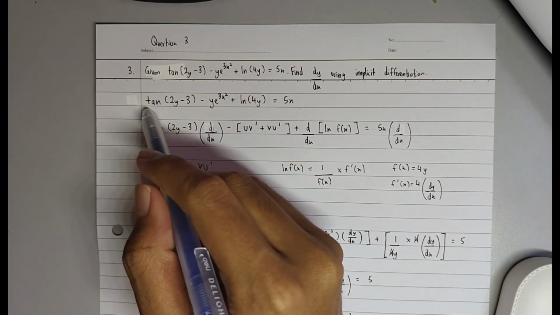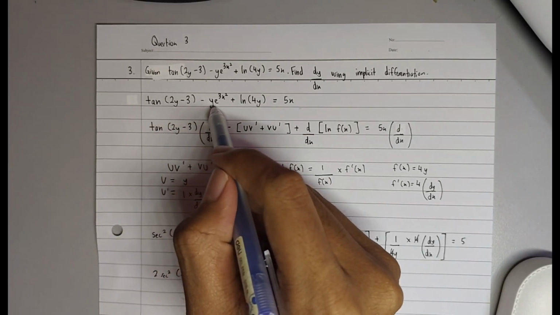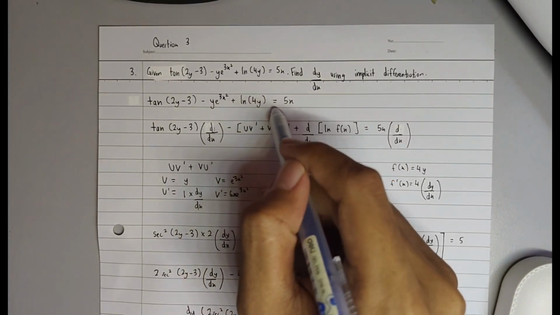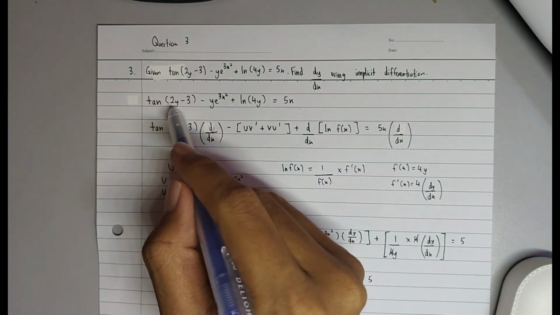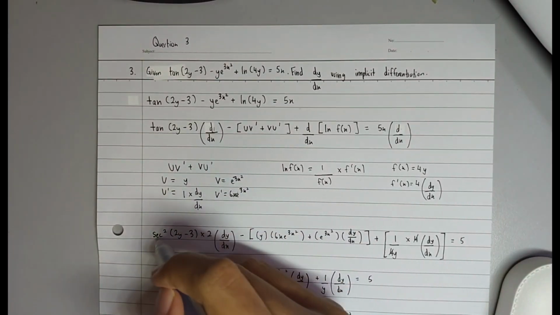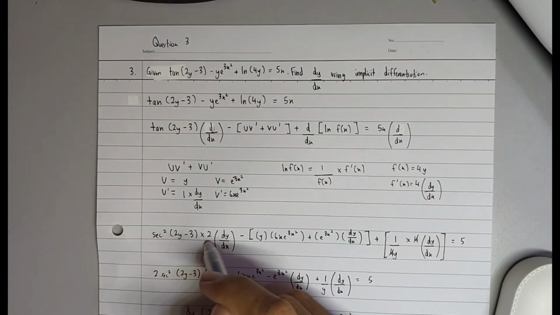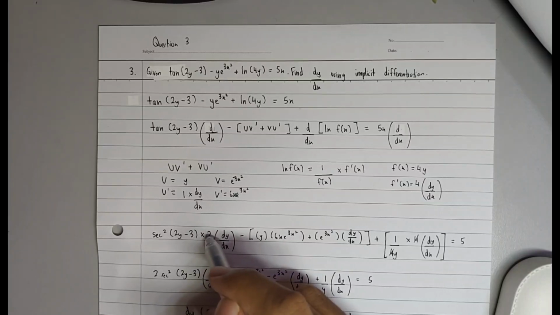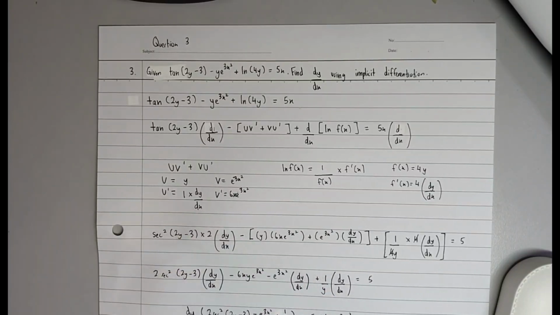So today I will explain how I differentiate this equation: tan(2y minus 3) minus y e to the power of 3x squared plus ln 4y equals 5x. For the first step, we differentiate tan(2y minus 3). So we get sec squared (2y minus 3) multiplied by 2 dy over dx. The value of 2 came from differentiating the value in the bracket.